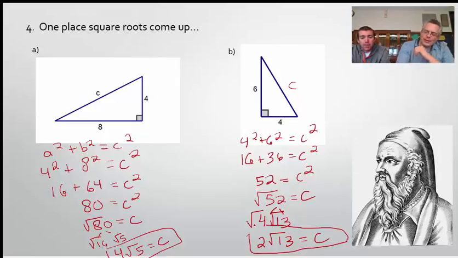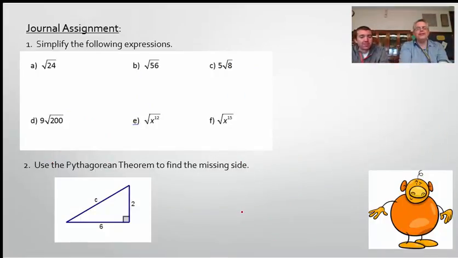Awesome! Guess what time it is? It's journal time. You made it. It was a lot of math. This was a quality video with a lot of stuff in it. All right, so simplify the following. You have two of the basic ones, two of the ones with a number in front, and two variable ones. Then use the Pythagorean theorem to find the missing side. Sounds like a whole day. You might want to do it twice. All right, see you next time.